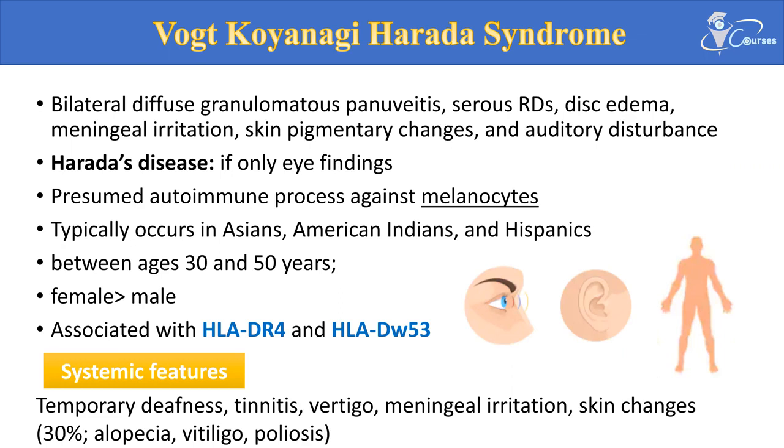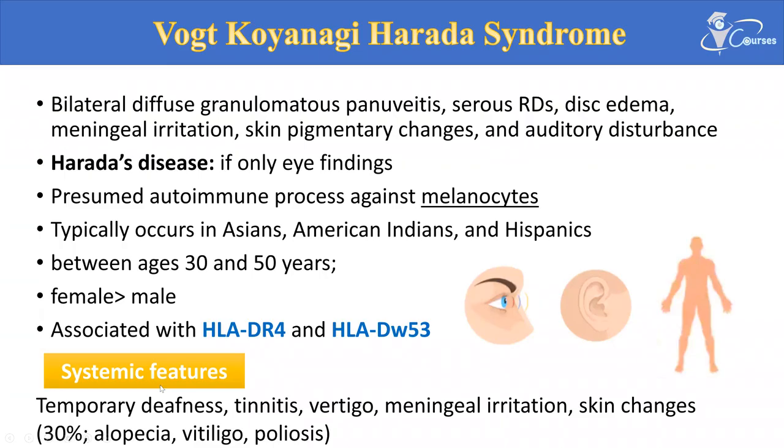What is the problem in Vogt-Koyanagi-Harada? This is an autoimmune disease that affects tissues containing melanocytes. That's why it causes skin pigmentary changes. It affects the hair and also the retinal pigment epithelium. It typically occurs in Asians, Native Americans, Indians, and Hispanics, and also in Moroccans. It occurs between the ages of 30 to 50 years and more in females than males, and is also associated with certain HLA types, HLA-DR4 and HLA-DW53, also asked before in the exams.